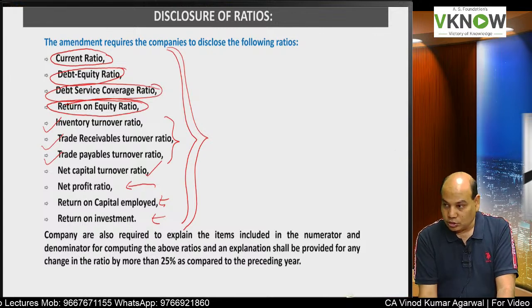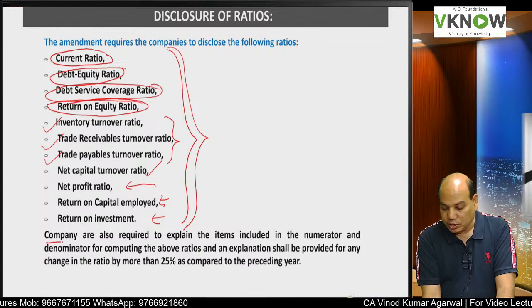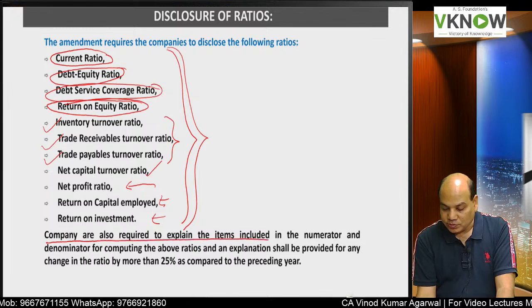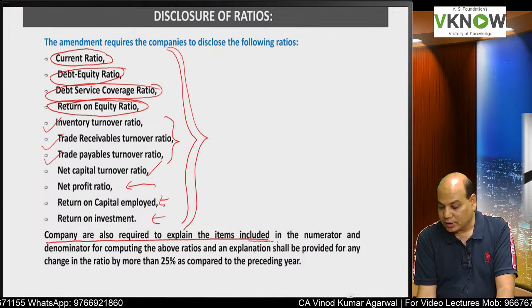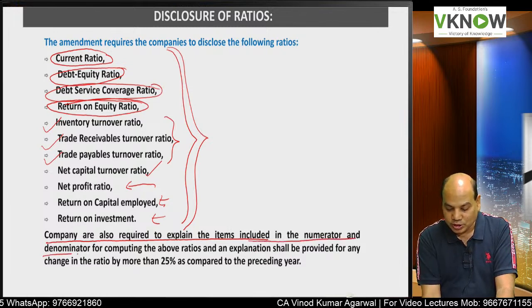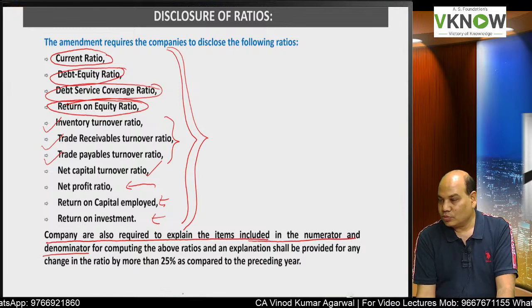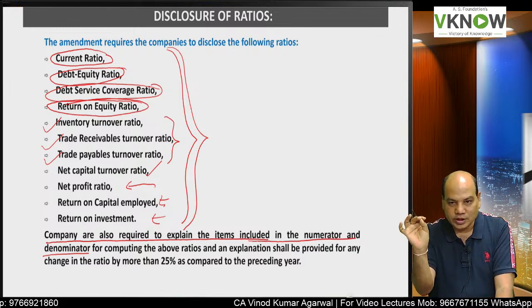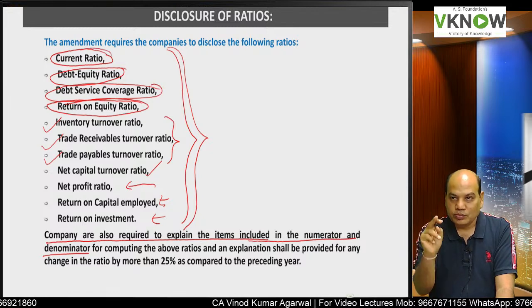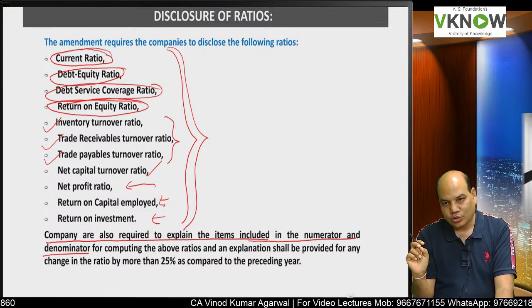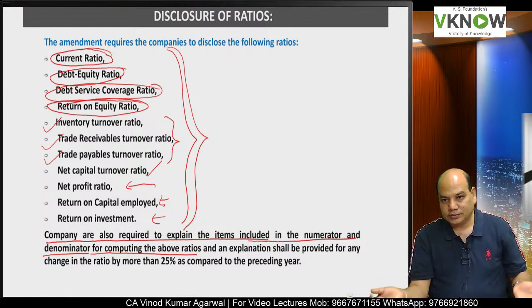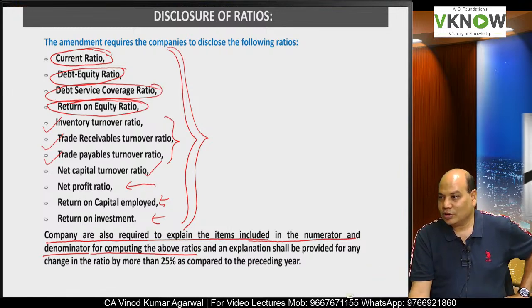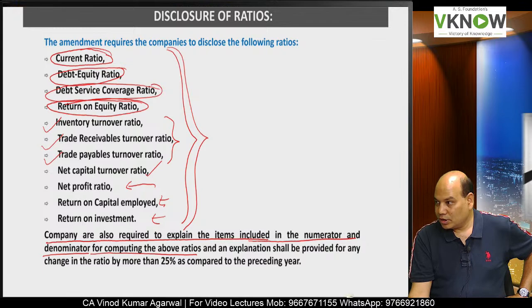Not only that, for people who are not from the finance background, they have added one more line. Companies are also required to explain the item included in the numerator and denominator. So they have to write down in numerator what is written, like in current ratio, which all current asset items they have included, which all current liabilities they have included for computing the above ratio. Otherwise, again, you can fool the people by putting something or not putting something, right?